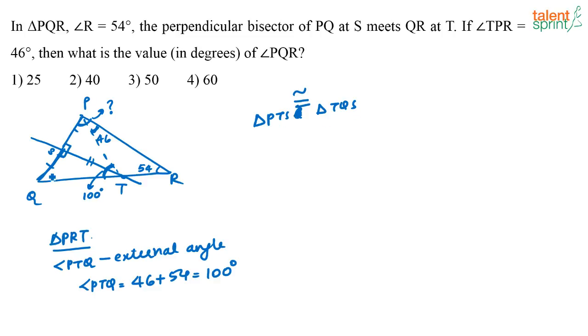How do I say that? These two sides, SQ and PS, are the same. This side is common for both the triangles, and the angle contained by these two sides is also the same. So by using SAS, side angle side property, you can say these two triangles are congruent.